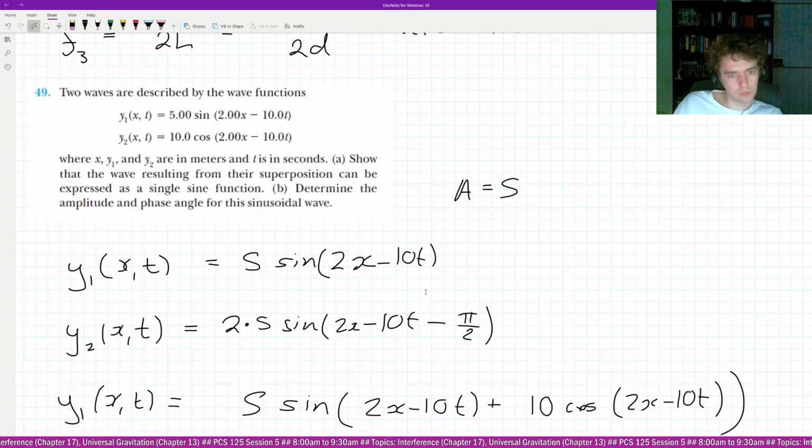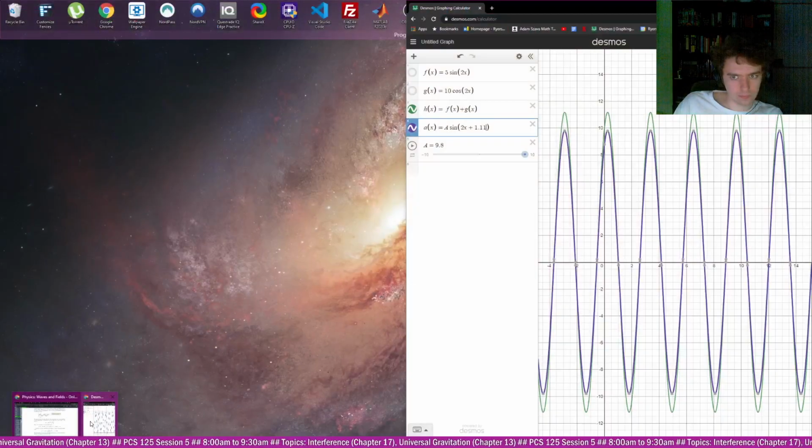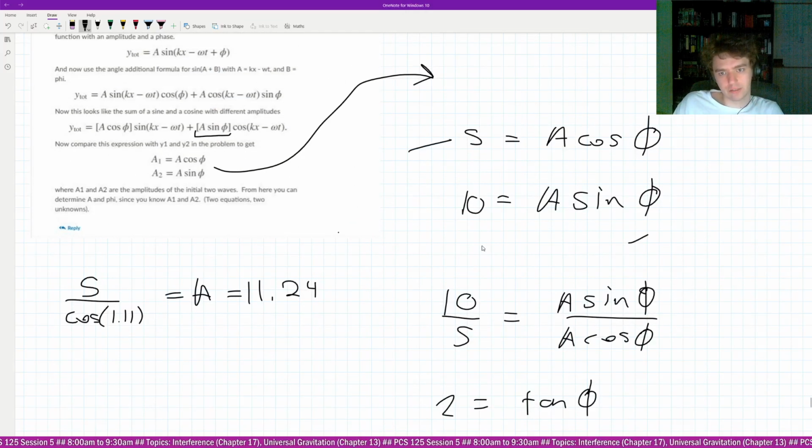What was your answer for the amplitude? 11.24. How'd you do that? Let me just see if that's right. Yeah, well, 11.18 for some reason, but I just took this equation and rearranged it for A. I could have taken this one too. It would be the same. Okay. Thank you. Yeah. No problem.